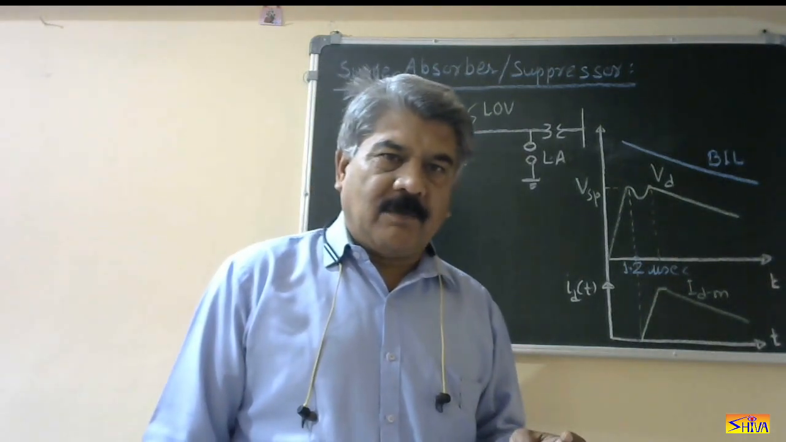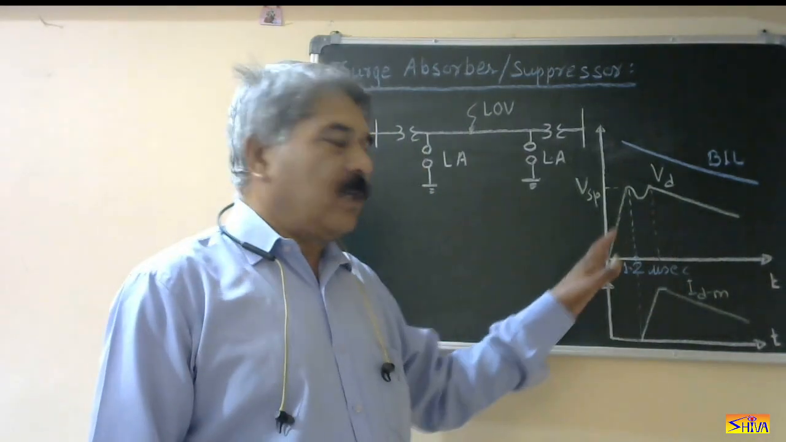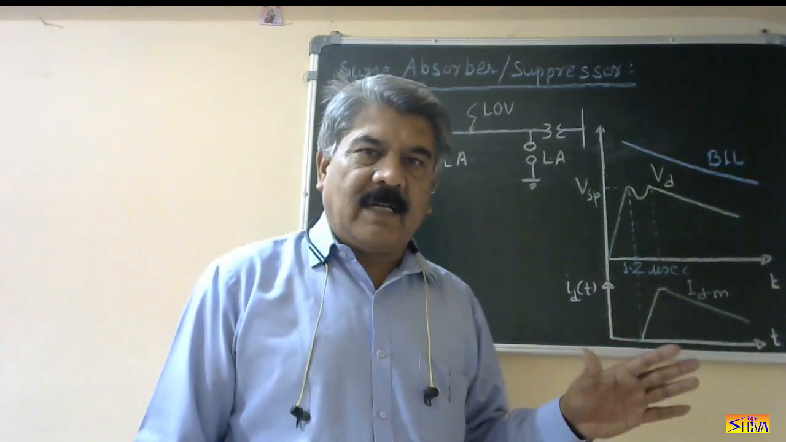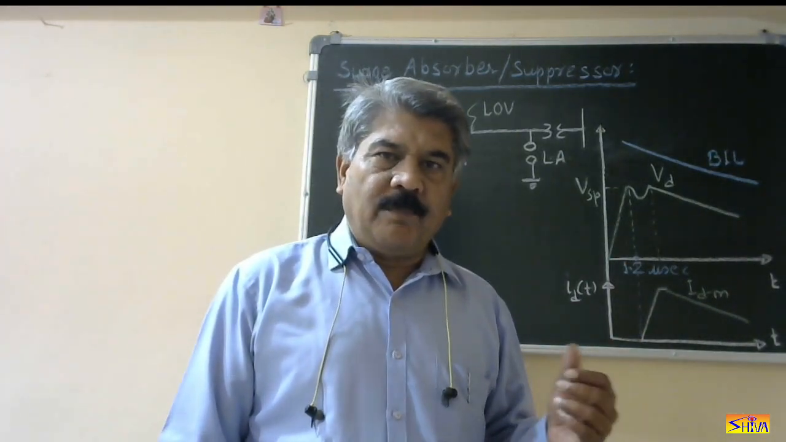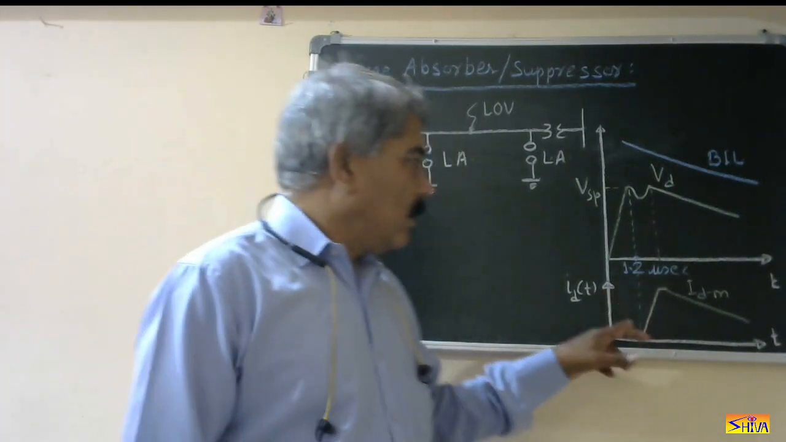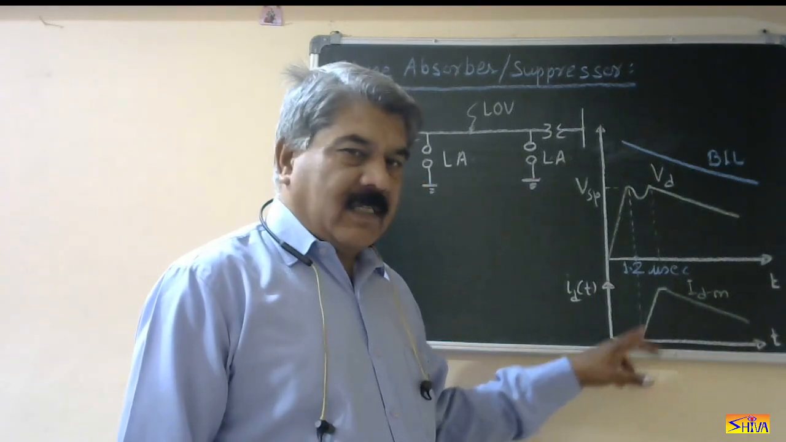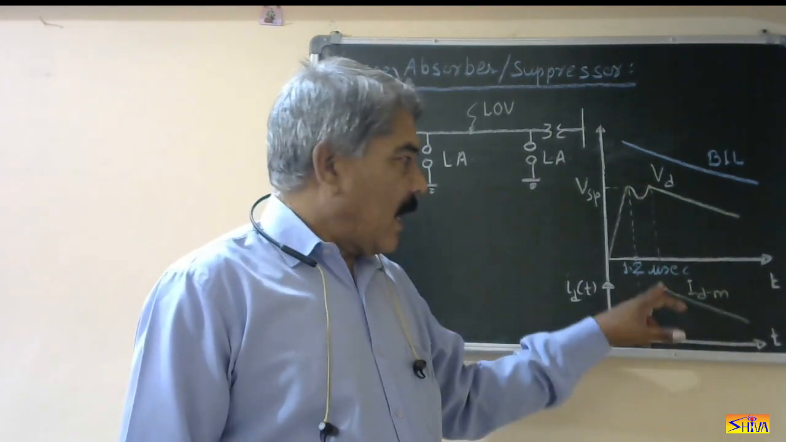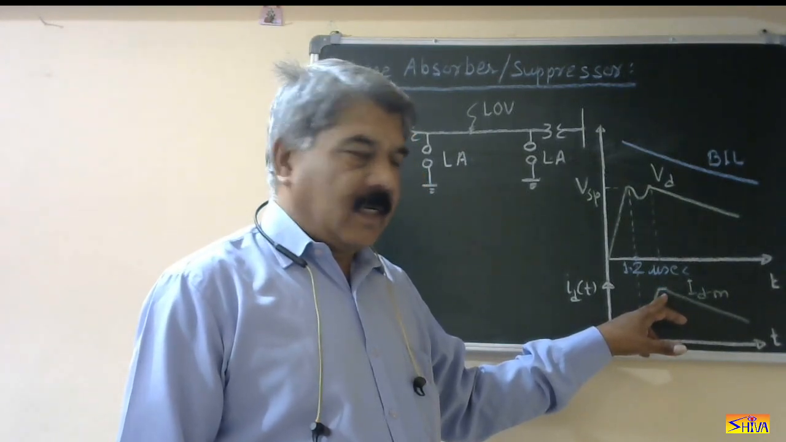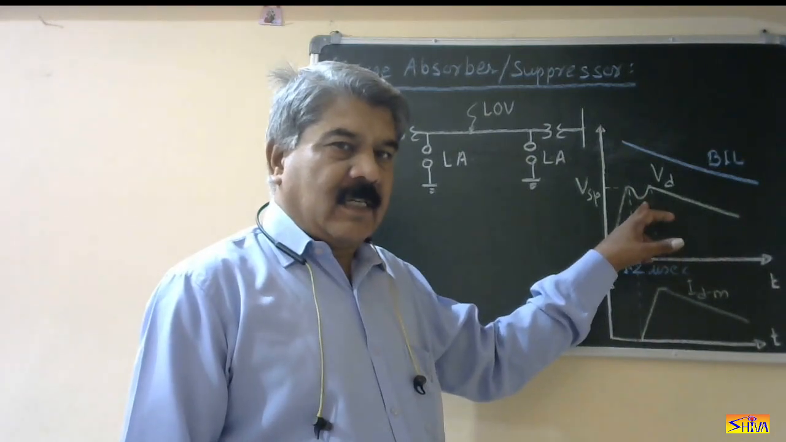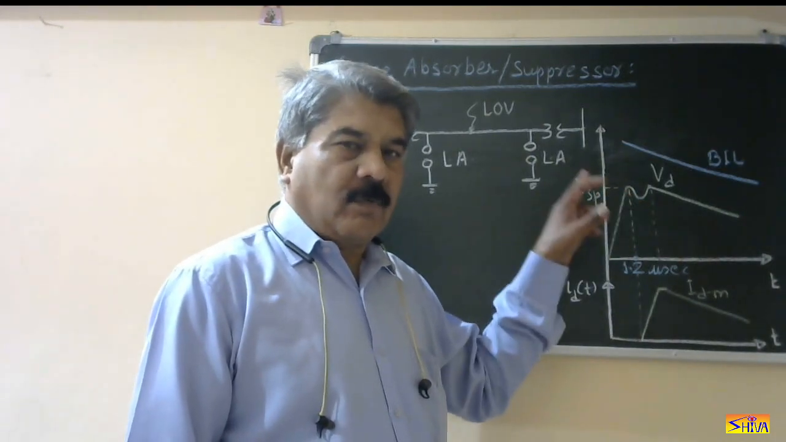So first thing we have to care is we have to reduce the steepness of this lightning over voltage so that lightning arrestor is able to discharge the lightning over voltage. Second thing, when discharge current is flowing, the discharge voltage is increasing. At the peak value of this discharge current, the discharge voltage is maximum, and in no case this discharge voltage should go beyond spark over voltage.